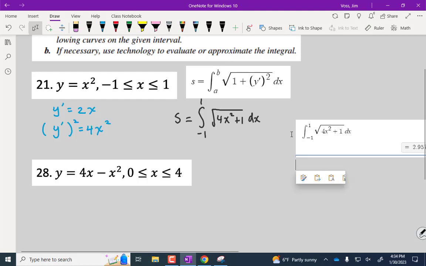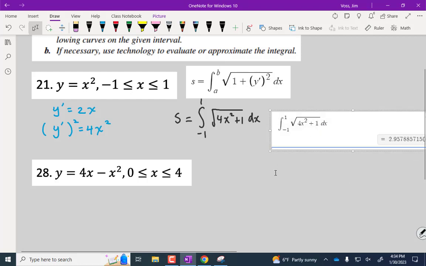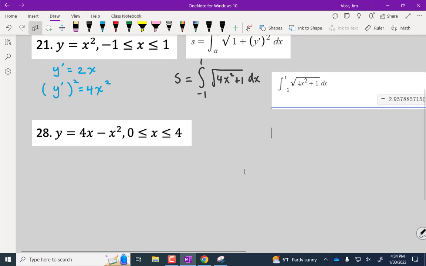All right, so there is our approximation right there. Make sense?